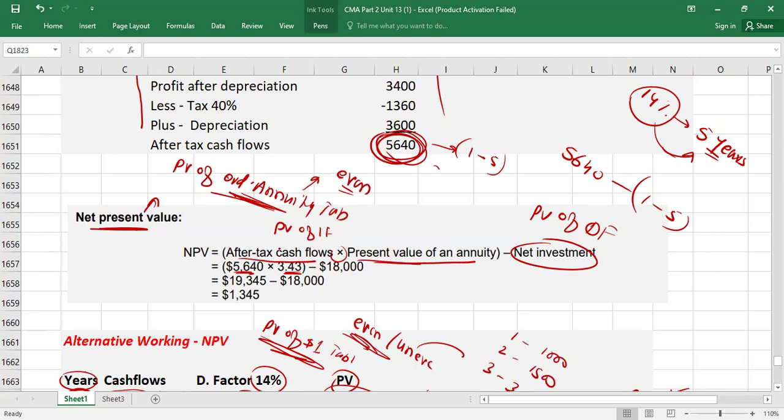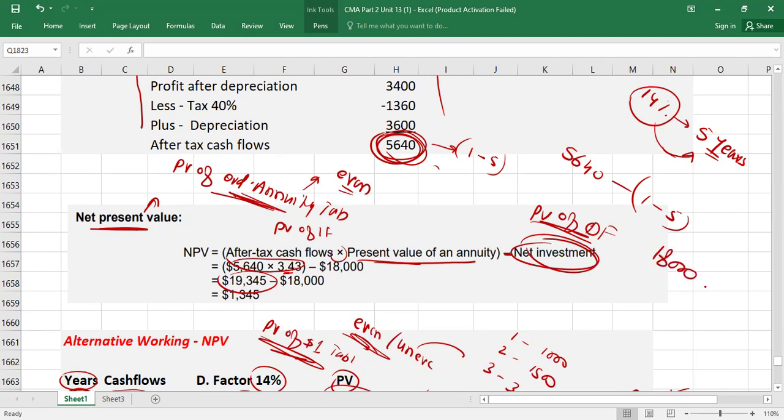of an ordinary annuity, which is 3.43, this will give you the present value of cash inflows. So the present value of cash inflow is 19,345. And then you have to deduct from here the present value of outflow, which will be your initial investment only. That's it. Because the initial investment is 18,000.